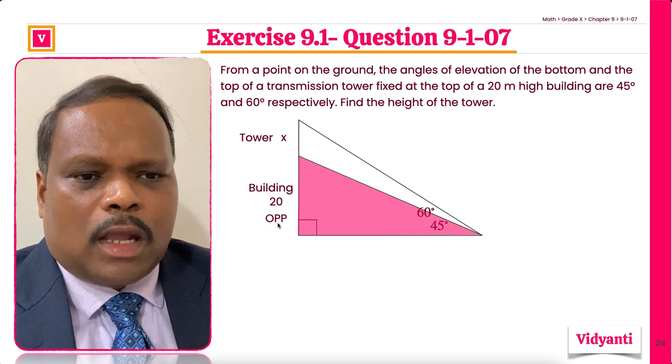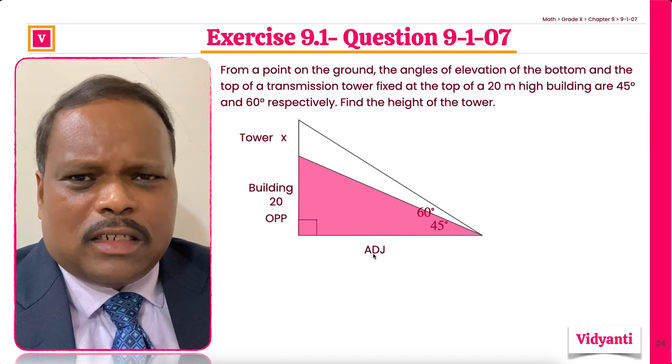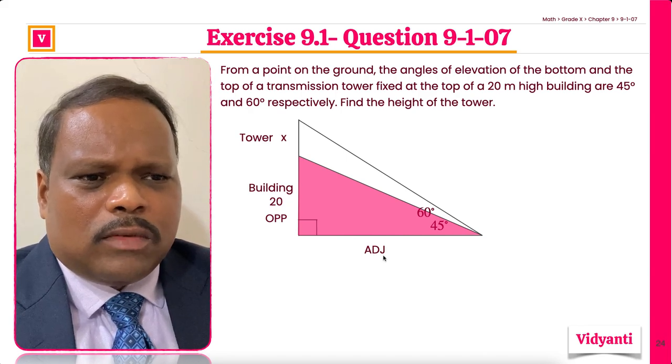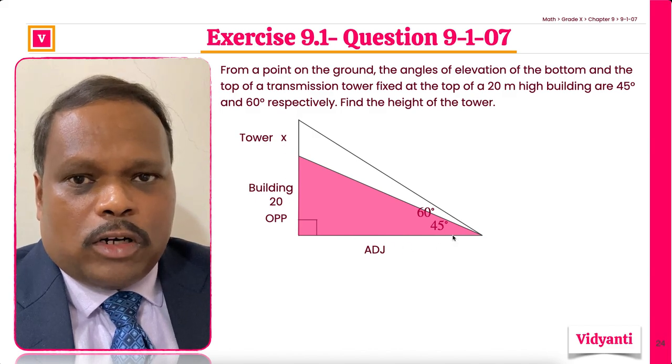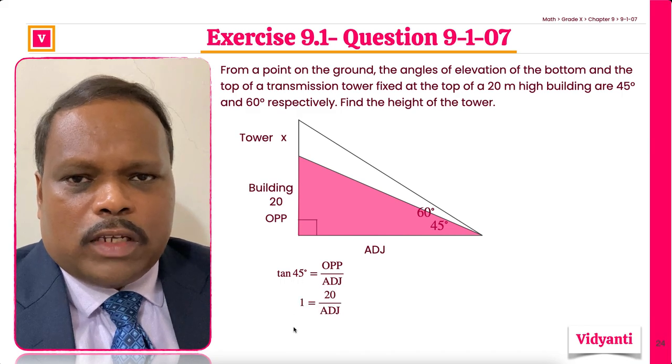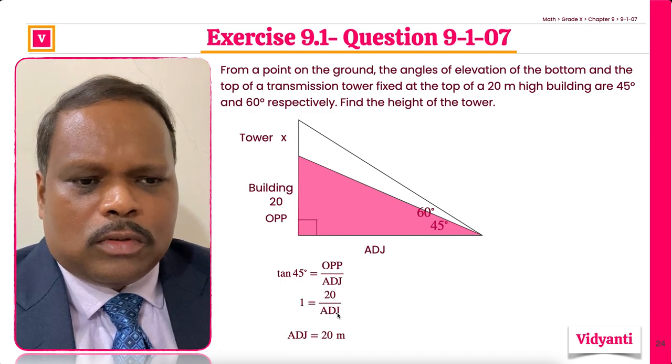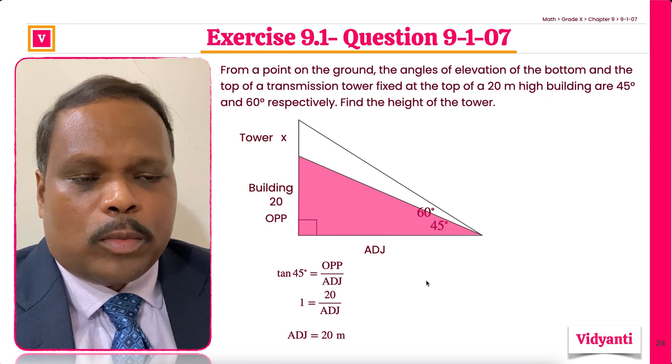Now this is opposite, this is adjacent. Adjacent technically is not required, but it will be eventually required to get the value of x. As far as the smaller triangle is considered, for 45 this is opposite and adjacent. So tan 45 is always 1. So if you do that, adjacent will also come out to be 20.